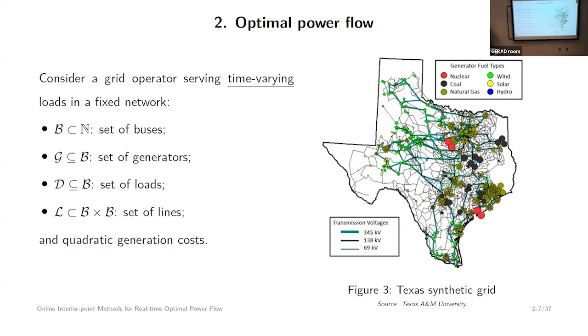So let's consider a standard power system. Here I have a synthetic grid of Texas just to give you some sense. I have buses, which are every node in my system. I have a set of generators, a set of loads, and a set of lines, and I need to minimize my quadratic generation cost, which can either be pictured as fuel cost or just a proxy for efficiency. Here, I'll assume that my lines are fixed, but this is definitely a nice direction for future work to relax that assumption.